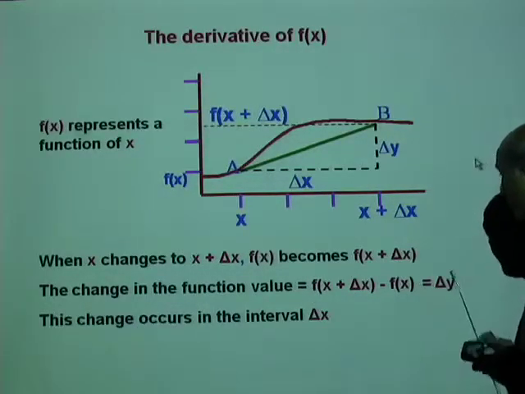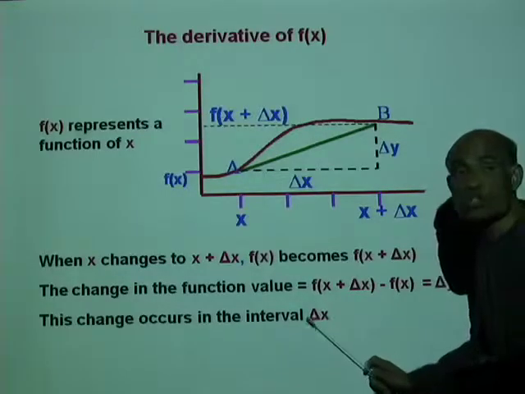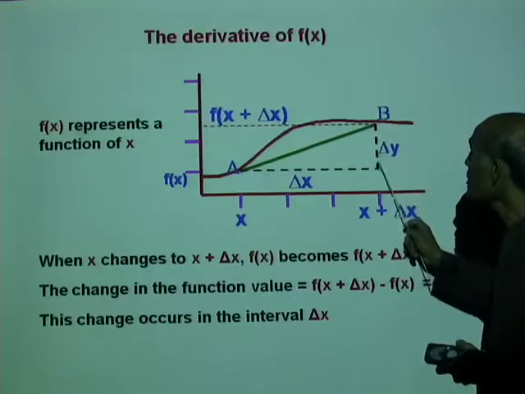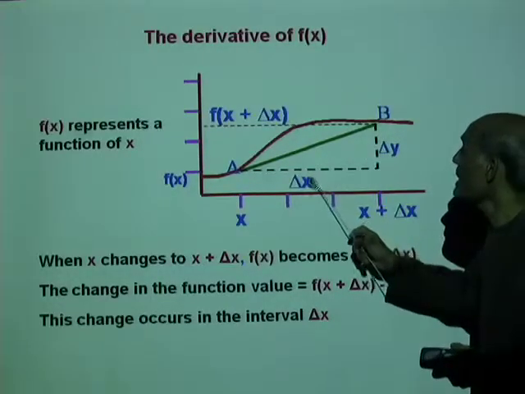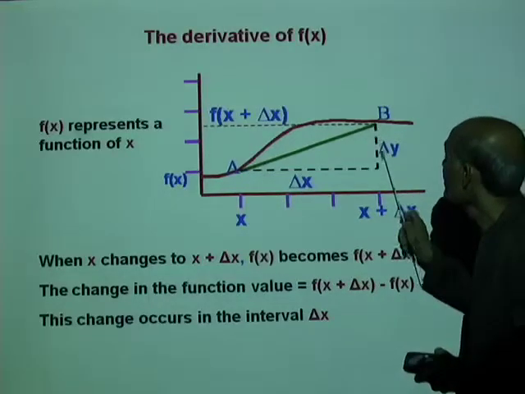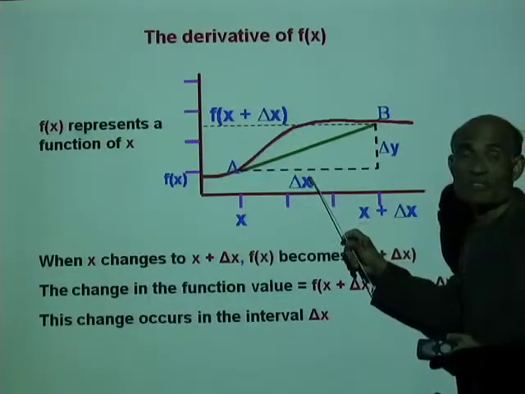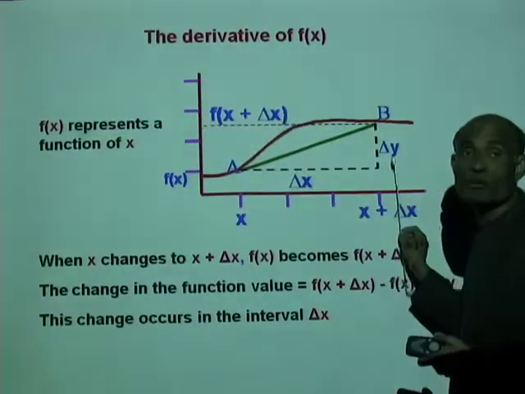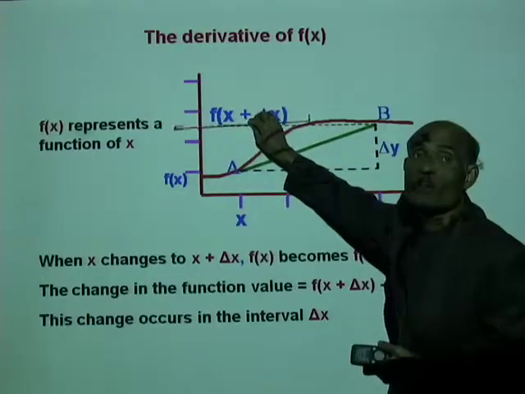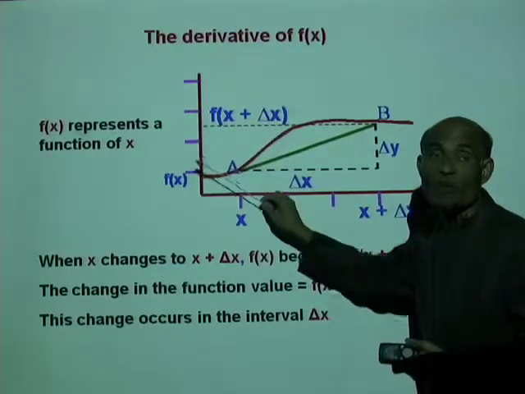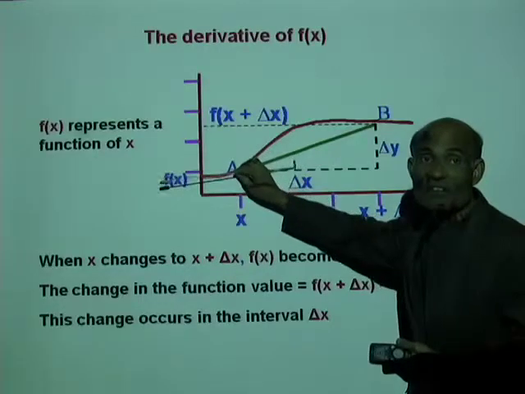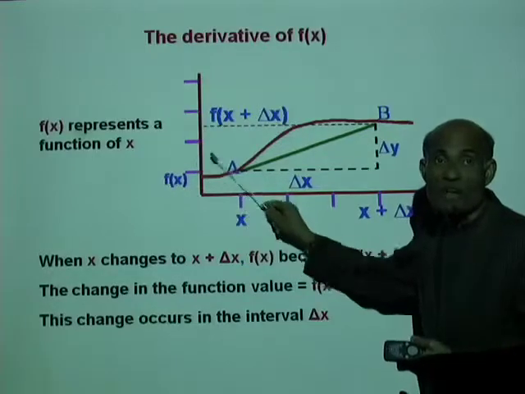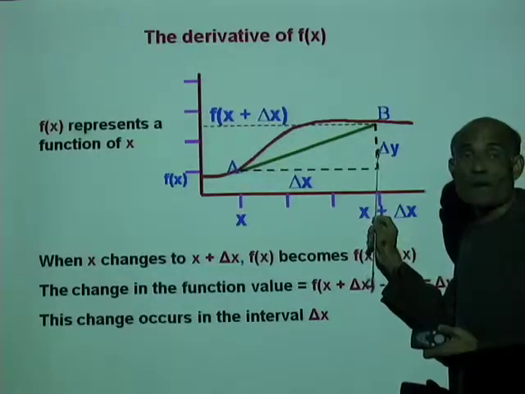And this change in the output occurs when the input changed by delta x. So this is the change in the input, this is the change in the output. Delta y by delta x is the change in the output divided by the change in the input. The output when the input is x plus delta x is f of x plus delta x. The output when the input is x is f of x. So this output minus this output is your delta y.